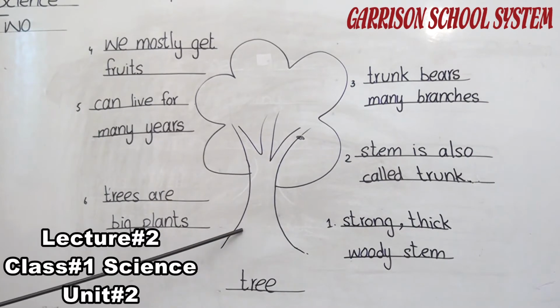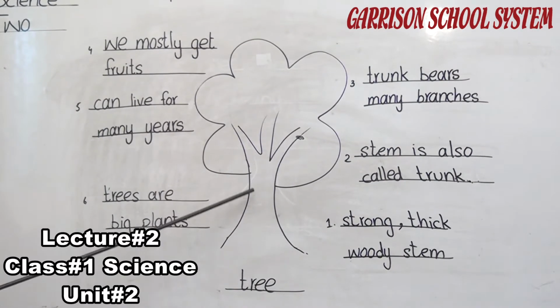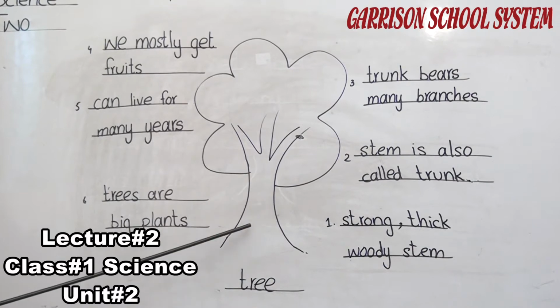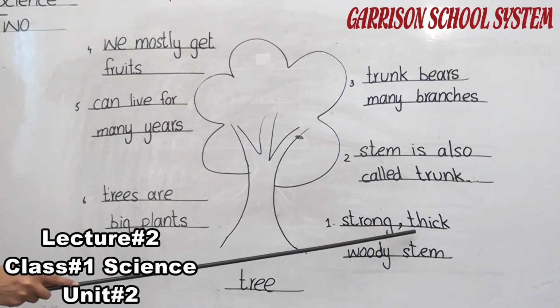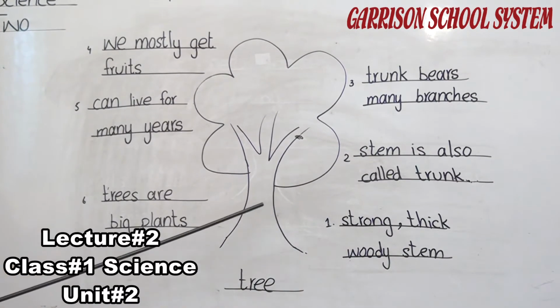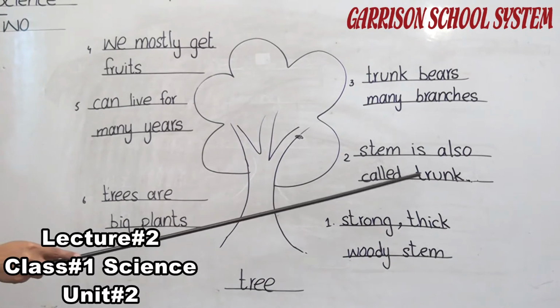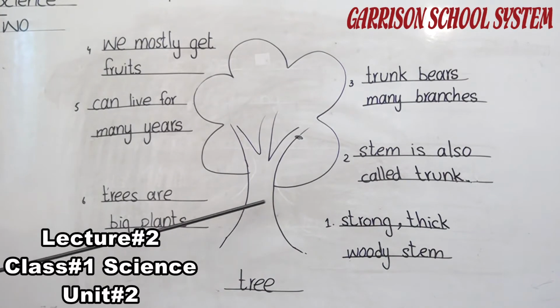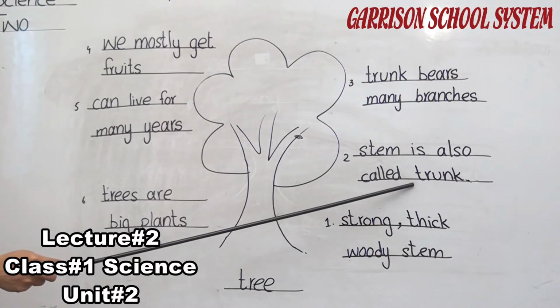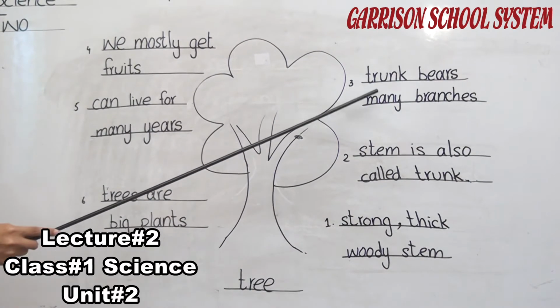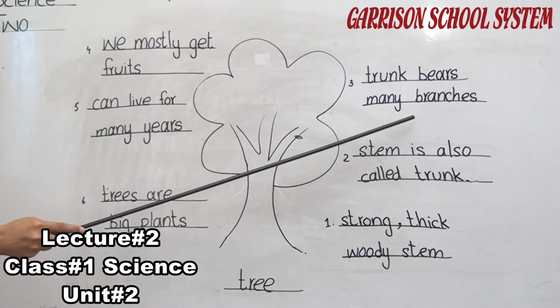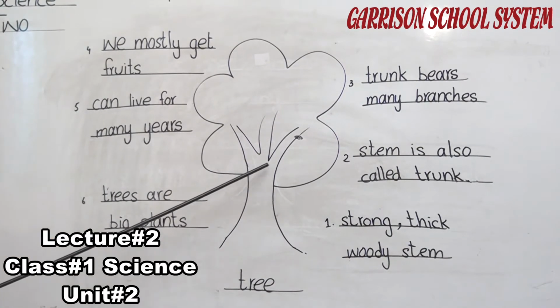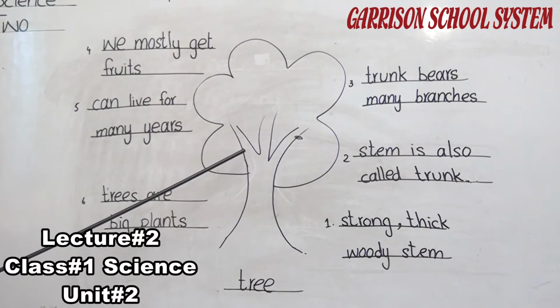You can see here a tree has a single stem that is strong, thick and woody. The stem of a tree is also called the trunk. There is another name which we can give to the stem of a tree, that is trunk. The third point is that the trunk bears many branches. Where the trunk has finished, the branches have started.